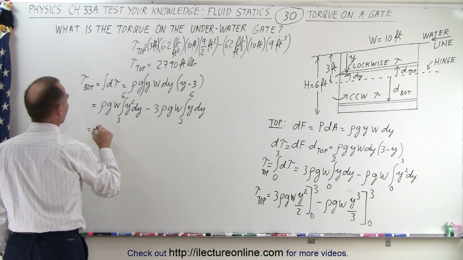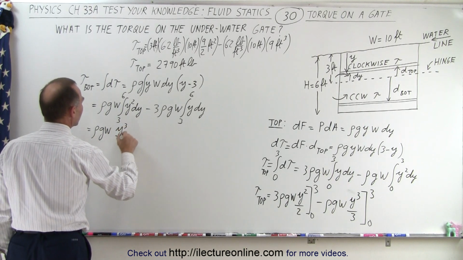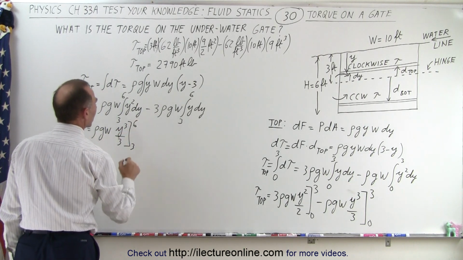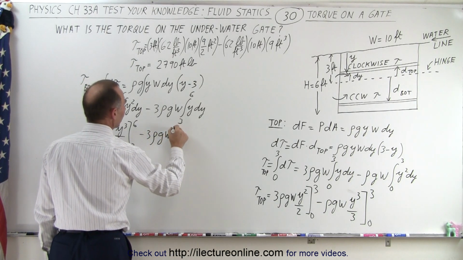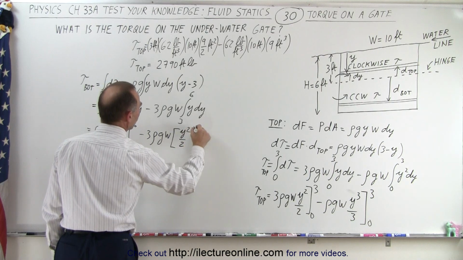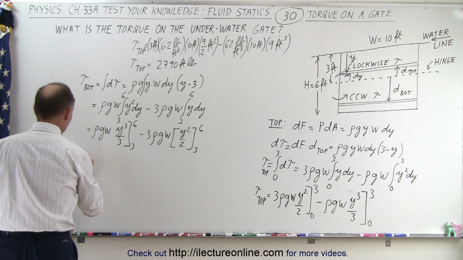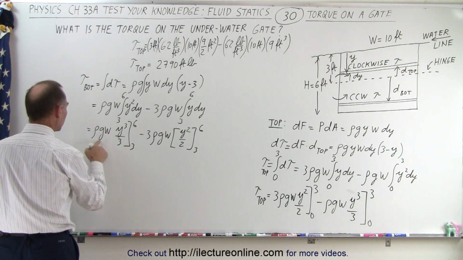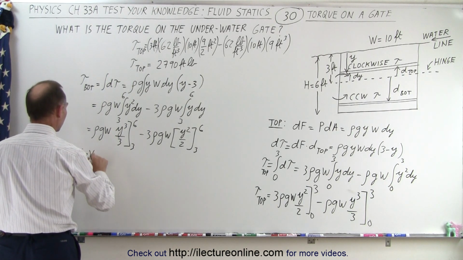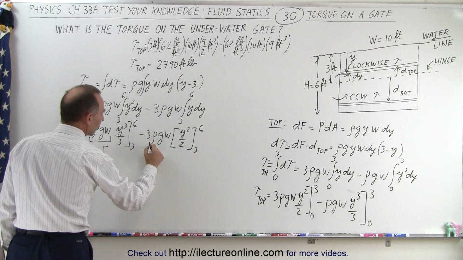So this will be equal to the density times g times w times y cubed over 3, evaluated from 3 to 6. And that would be minus 3 density g w times the integral of y squared over 2 from 3 to 6. So I'm going to get a lot of things in here. So let's get the numbers in. I can probably factor out a rho g w. So rho g is 62 times w, which is 10. Okay, so I factor out a rho g w from both.